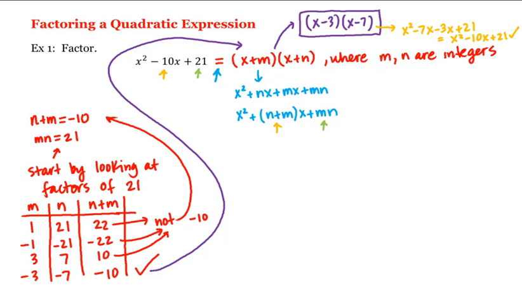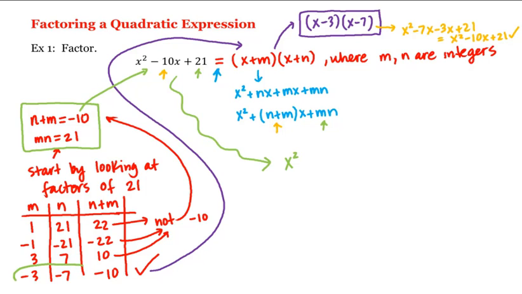Now, sometimes you'll see these problems done as follows. We'll still want to find these two numbers, n and m, that add up to negative 10 and multiply to 21. But then this negative 10x will be rewritten as follows. We still have the x squared, but then we have these numbers down here, negative 3 and negative 7, that add up to negative 10. So we'll rewrite negative 10x as negative 3x minus 7x, and then we still have the plus 21.